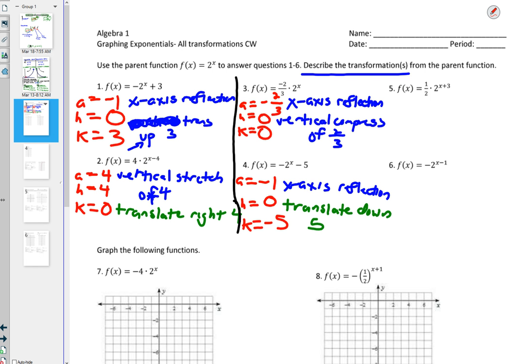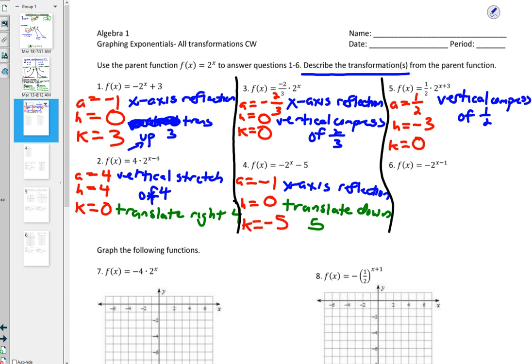All right, Nakai. Let's go. Show us how you do it on the court here. Number 5, what's A? Half. What's H? Good, -3, good. And what's K? Excellent. Sam, what transformations are going on there? Good. All right. Vertical compress of how much? Good. Vertical compress of 1/2. And anything else?